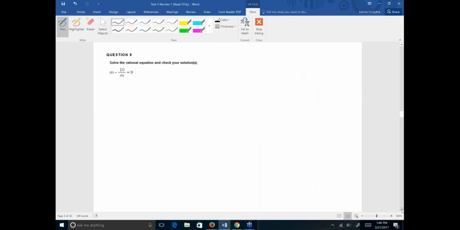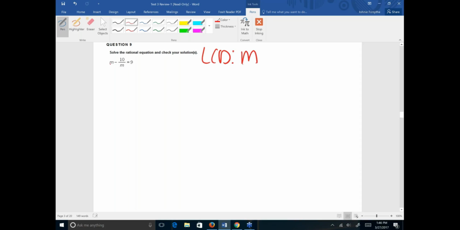Question 9. Solve the rational equation and check your solutions. So we have m minus 10 over m equals 9. Let's multiply by the least common denominator, which would be m. Because this first expression, m, has a denominator of 1, and then the denominator for the second expression is m, and the denominator for the 9 is just a 1. So 1 times m is just m. So we're going to multiply everything by m.